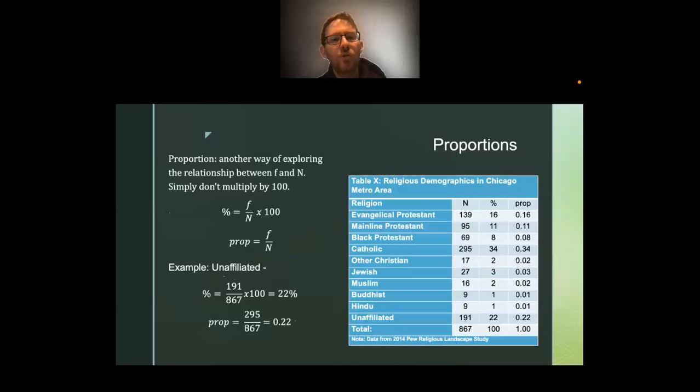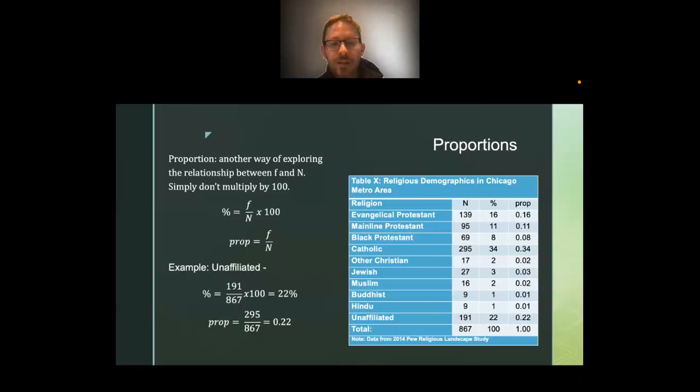Proportions are similar to percentages, except that you don't multiply by 100. You simply take the frequency and divide it by the total n. So for the unaffiliated category, it's 191 persons in this study, divided by 867 total. And instead of multiplying it by 100, we would just say the proportion is 0.22. The proportions should always add up to 1, just like the percentages should always add up to 100. There's not really a definite reason to use proportions or percentages. A lot of places will use both, even though you can see that it says the same thing.